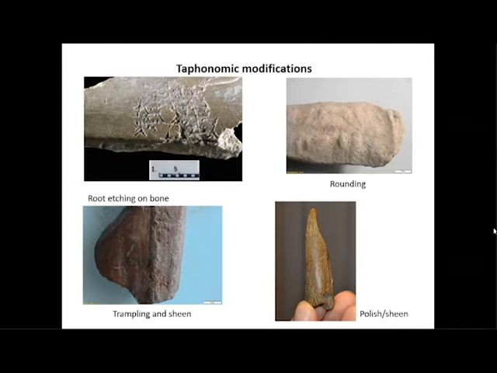You also have trampling. This would allude to the intensity of the site. Trampling can be caused by other creatures trampling on the site, among other things, though it has also been shown that sand can lead to abrasions on the bone, mimicking trampling. Polish or sheen is caused by the rubbing of sediments on bone. It can be a natural occurrence, especially in sandy sites.